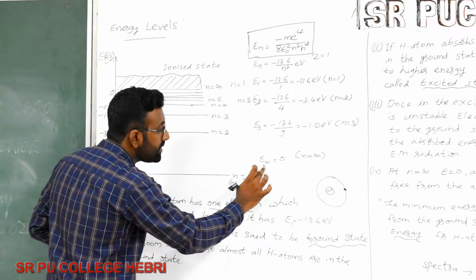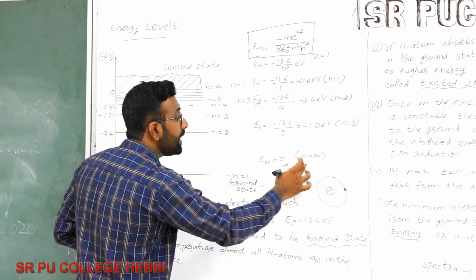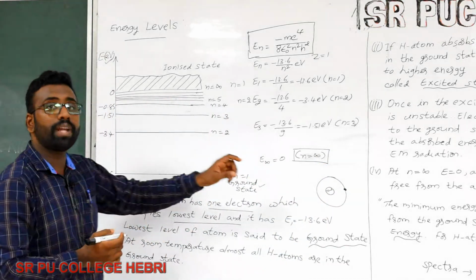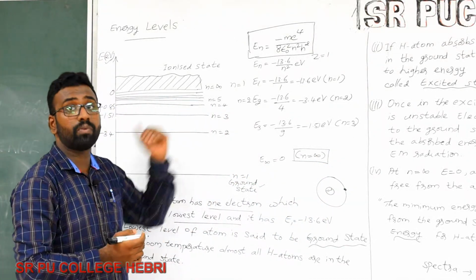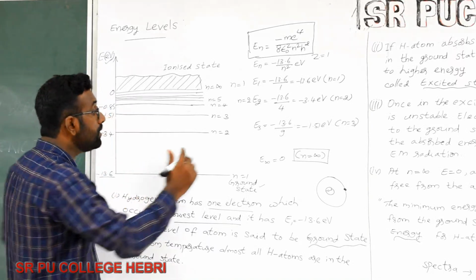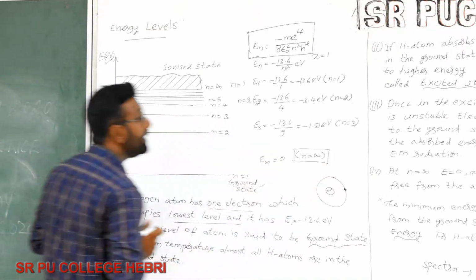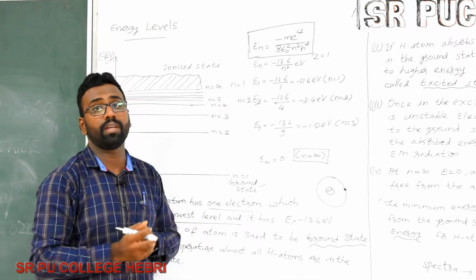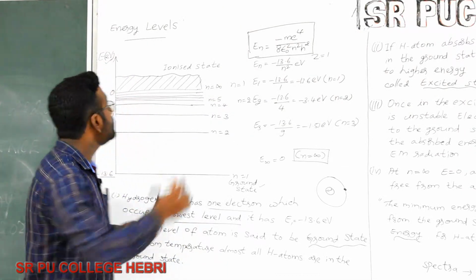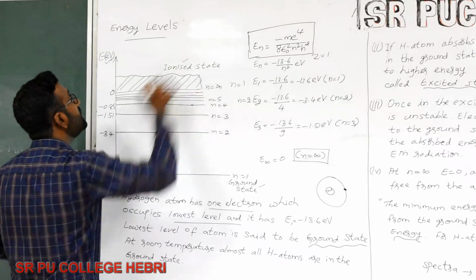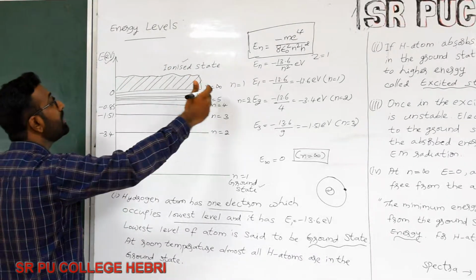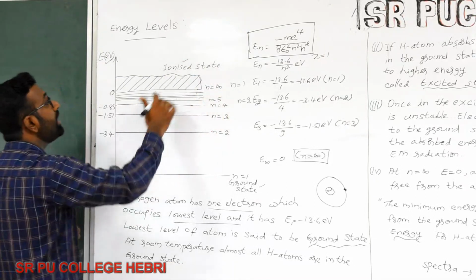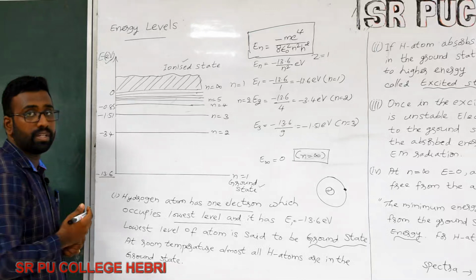Energy is equal to 0 when n is equal to infinity. When n is equal to infinity, the electron in an atom is said to be free from the atom. This is called the ionized state, where n is higher. As we go to higher and higher values of n, the electrons will be ionized.